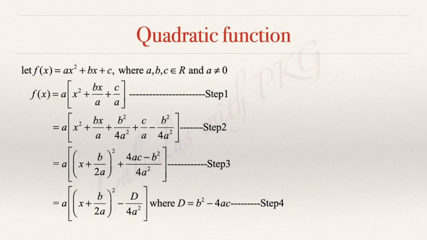In the last step we can write a within third bracket x plus b by twice a whole square minus d by 4a square, where d equal to b square minus 4ac. Here d is known as discriminant. Now from the last equation we can extract so many information about graph of the quadratic function, and then we can simply calculate range of the function.